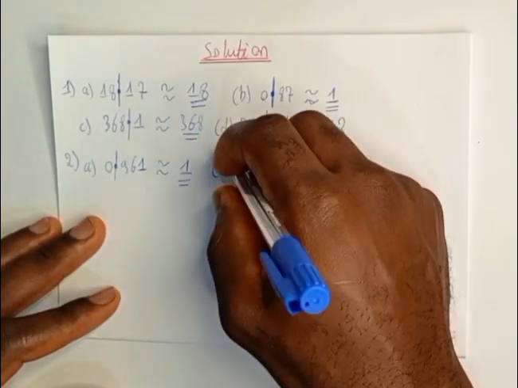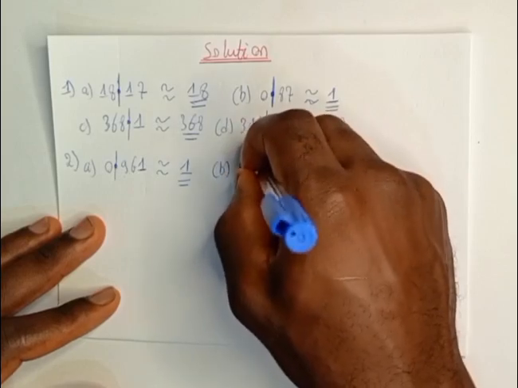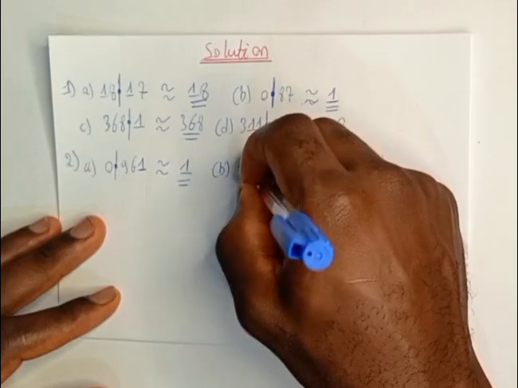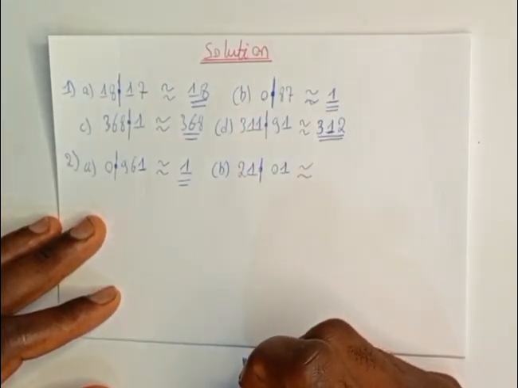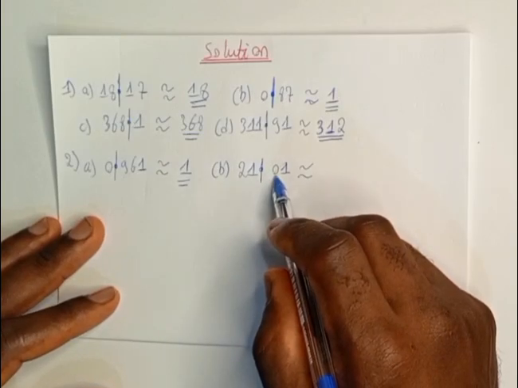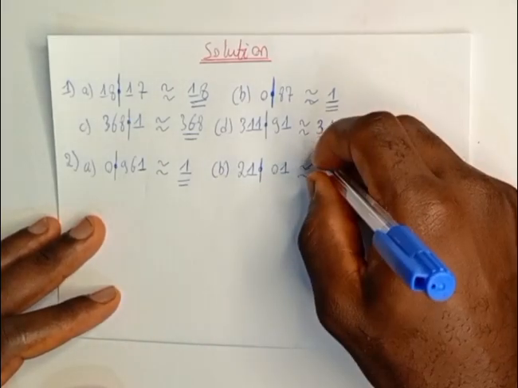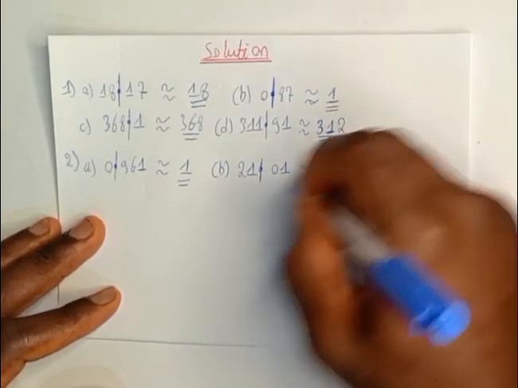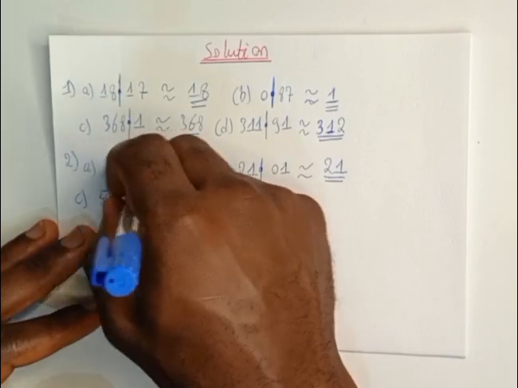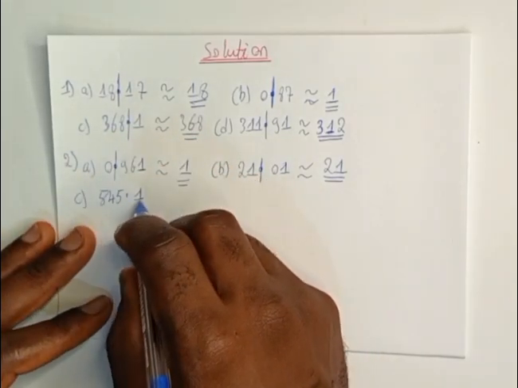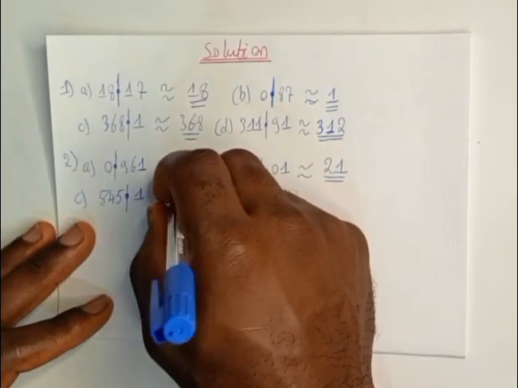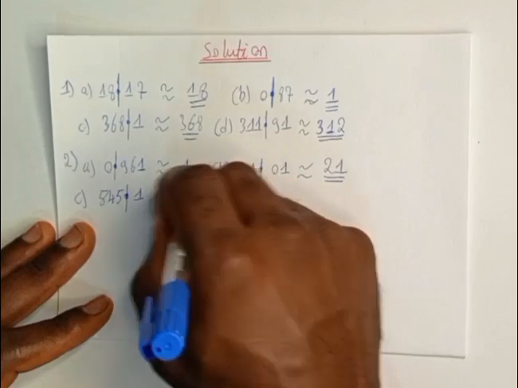For B, we have the number 21.01. This will be approximately, we have to eliminate the fractional part 0.01. 0 is less than 5. It remains 0. This will be approximately 21. For C, we have the number 545.1. We have to eliminate the fractional part 0.1. 1 is less than 5. It is rounded down to 0. This will give us 545.